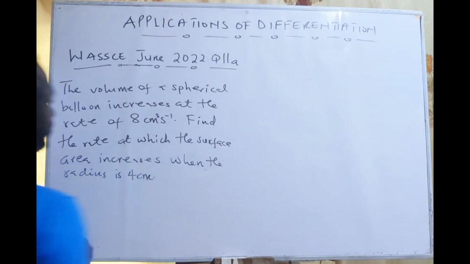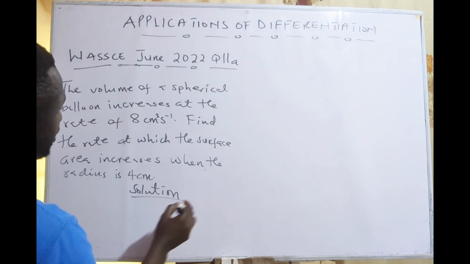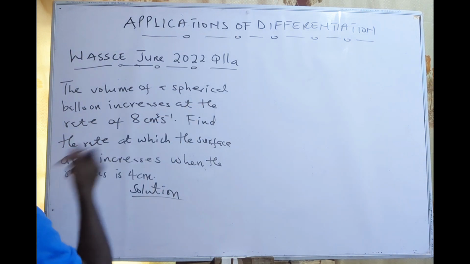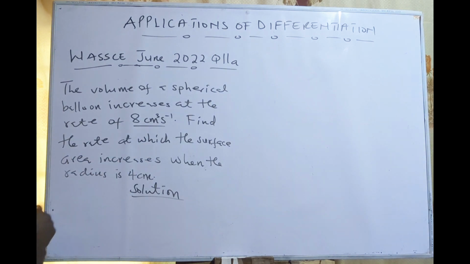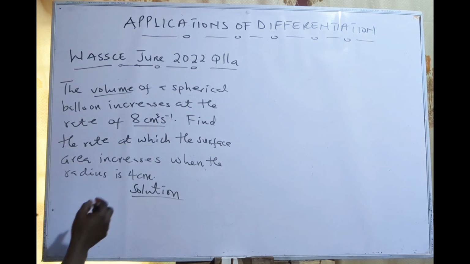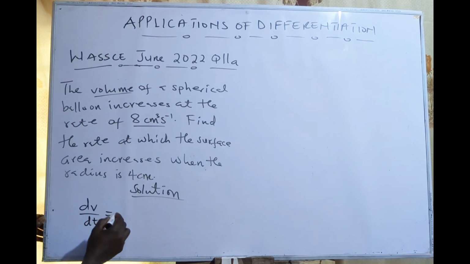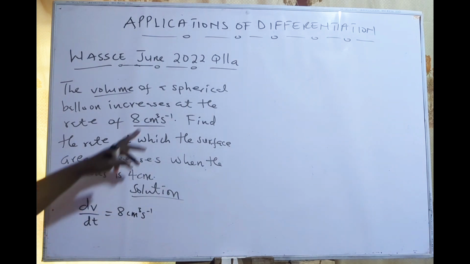All right, so let's try and solve this question based on rate of change. So he said the volume of a spherical balloon increases at a rate of what? 8 centimeter cube per second. So this is the volume increases at this rate. So this is the volume with respect to time, that is dV/dt = 8 centimeter cube per second.